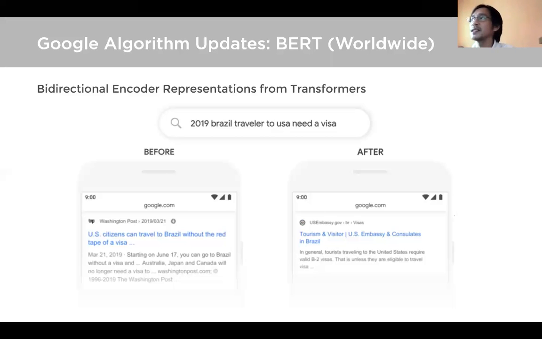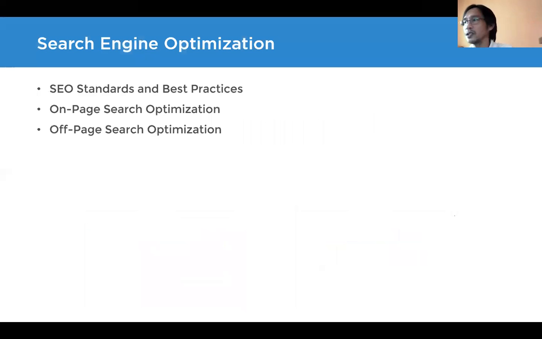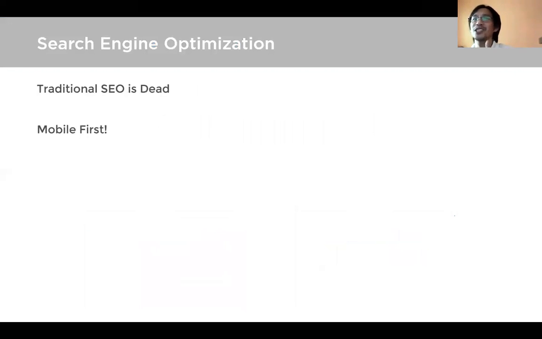Naging mas smart na si Google in such a way na nakuha niya yung very accurate niya yung pagkukuha ng information. I think we have to fast track because my topic is only until 11:45 lang yata. Tama ba, Paul? I hope we get some more extension. Papayag si Paul. Okay. So, search engine optimization. Again, I said traditional SEO is dead. Mobile first, as we've said.